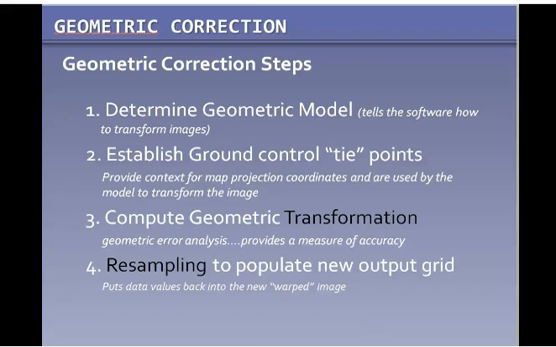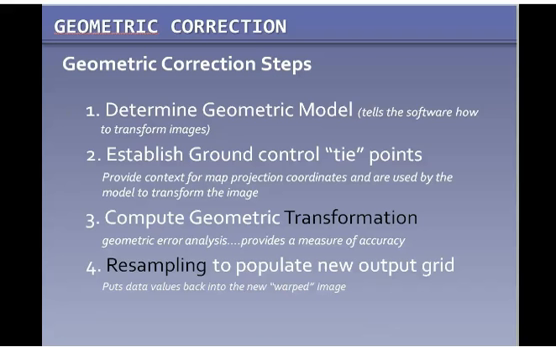So once we've figured out which geometric model we want, we have to find those ground control points, those tie points that are going to link our pixels in our image to known locations on the ground, either with ground control GPS locations or with another map. So that's the second step, is really going through the process of identifying all of those GCPs, or those ground control points. And then once we have that information, we know what model we want to use, and we've identified all of our ground control points, then we can actually let the software compute this transformation.